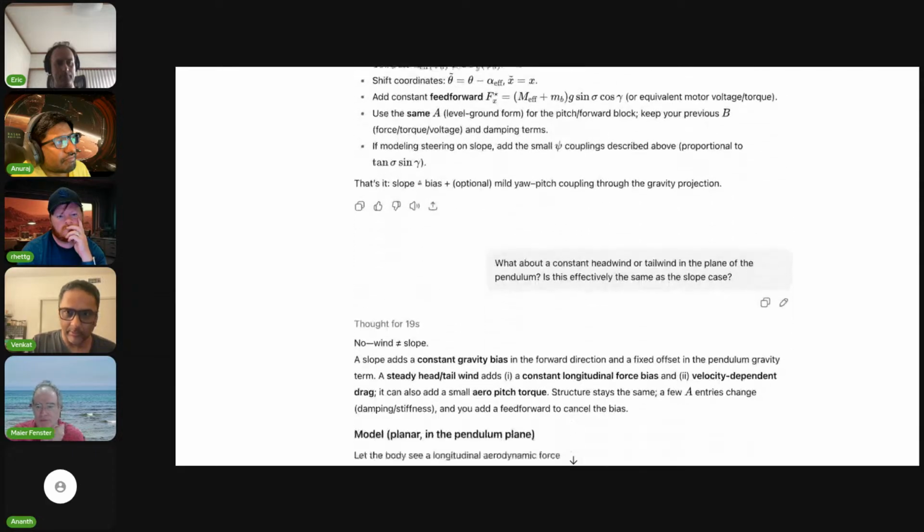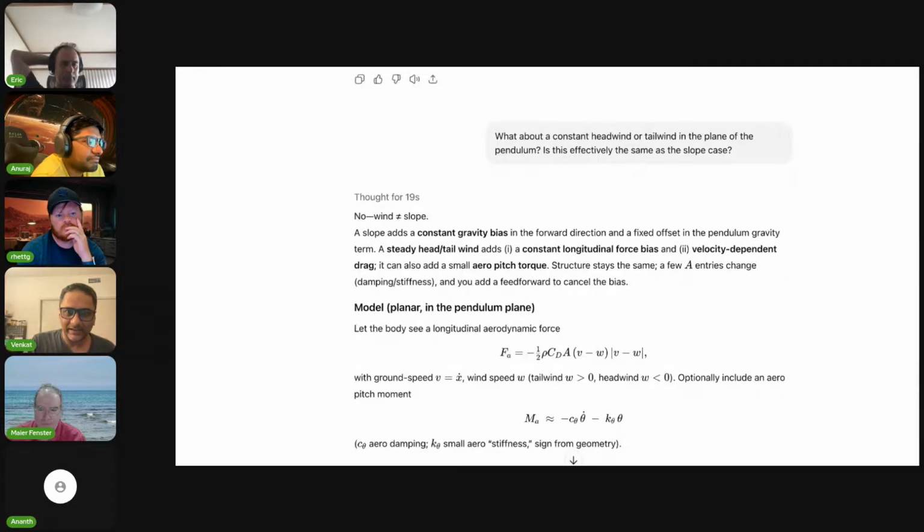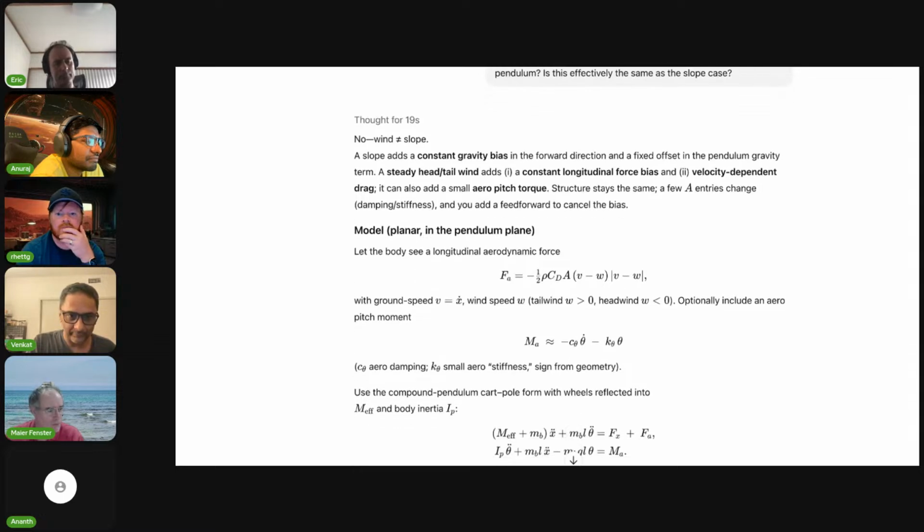Let's see. Okay, then I asked it about a constant headwind or tailwind. Again, nothing much is going on. You can imagine what happens, right? You lean into the wind. If you're trying to walk into the wind, you lean in to compensate for being pushed the other way. That's basically what this solution will do.